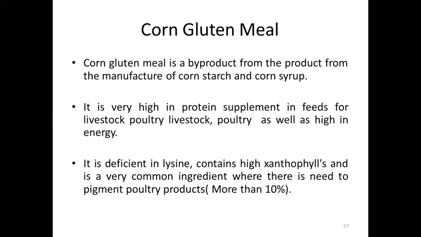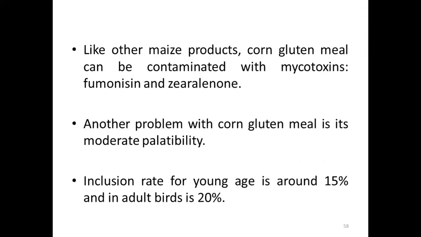Then we can use corn gluten meal at no more than 10%. If we use more than 10%, then the color of the poultry products will be seen. Like other maize products, corn gluten meal can be contaminated with mycotoxins, fumonisins, and zearalenone. These are the mycotoxins which can be found in corn gluten meal. Another problem with corn gluten meal is its moderate palatability. It's not as palatable as maize.